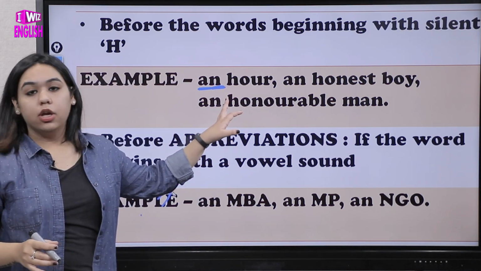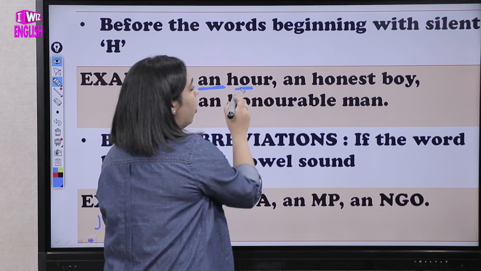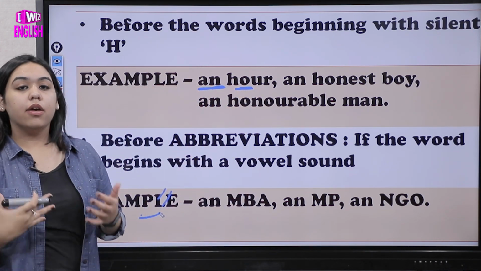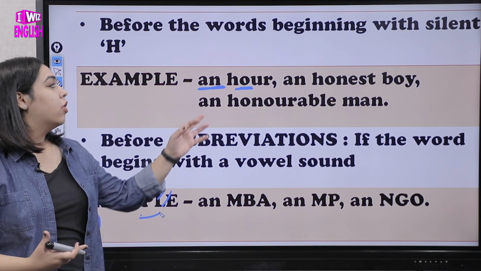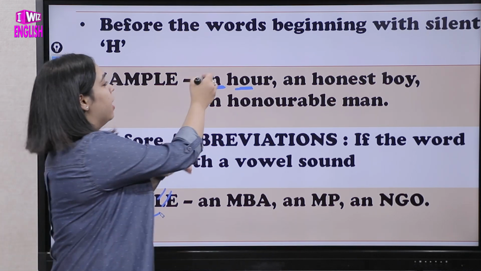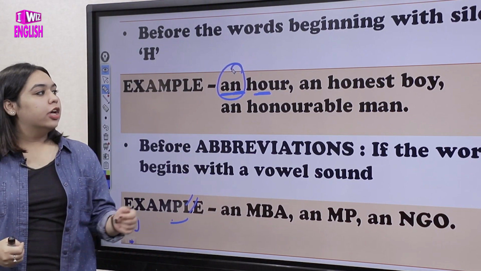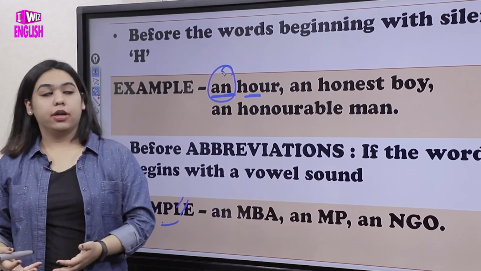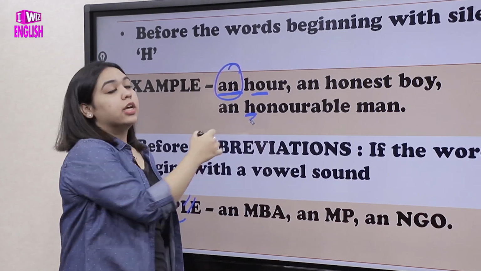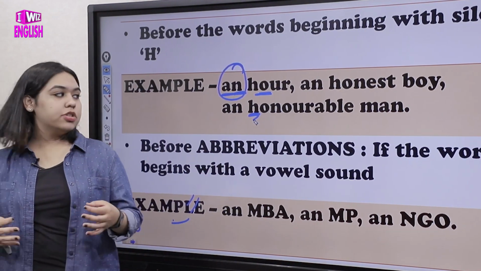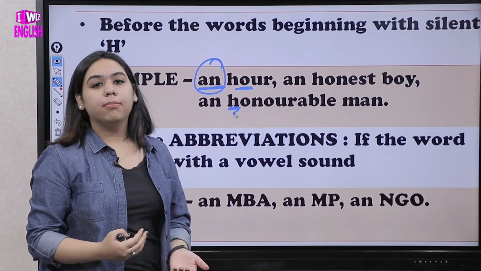Because no doubt it doesn't start with a vowel, but it has the vowel sound O. The H is silent. So wherever the H is silent and you find the sound of a vowel, you are always going to accompany it with the article an. So, an honest boy, an honorable man. Again the H is silent. We never say "honorable" with an H sound. So it's an honorable man.